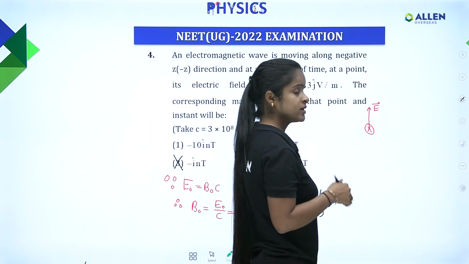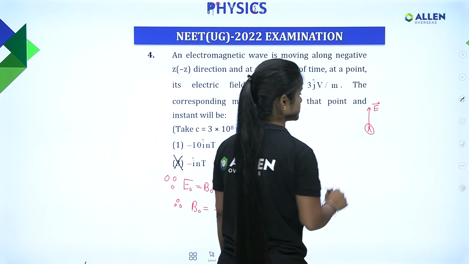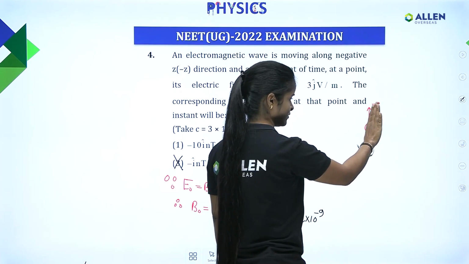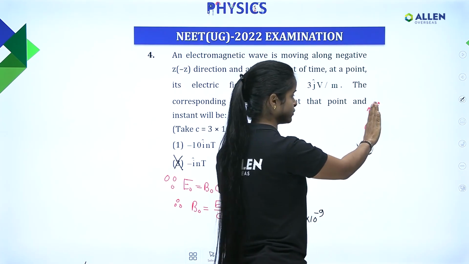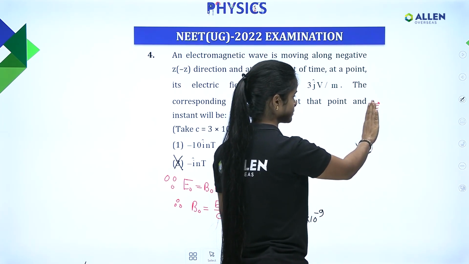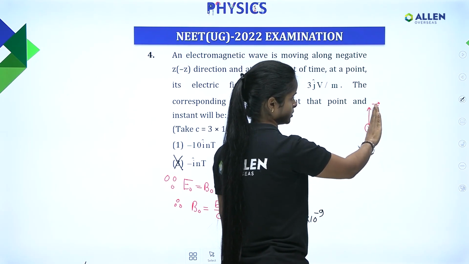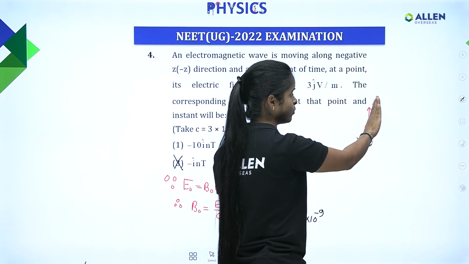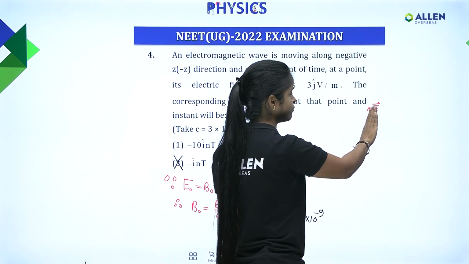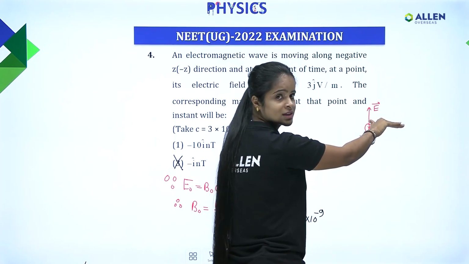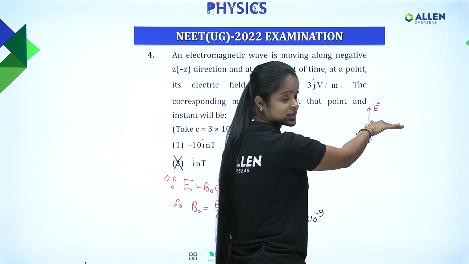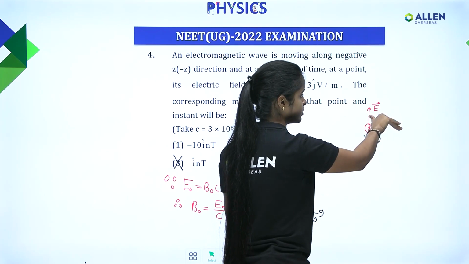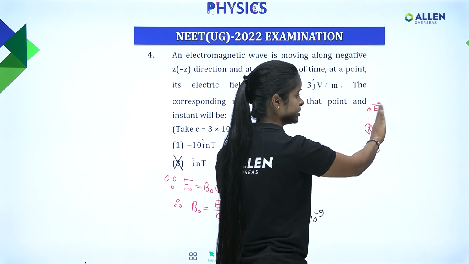In which direction is the wave propagating? The wave is propagating along the negative of z axis, that means inside the board, right? At the same time the direction of electric field is along the j axis, positive of y axis. So in which direction will your finger move? Obviously along positive of x axis, right? So definitely you are going to write that the direction of magnetic field will be this one.